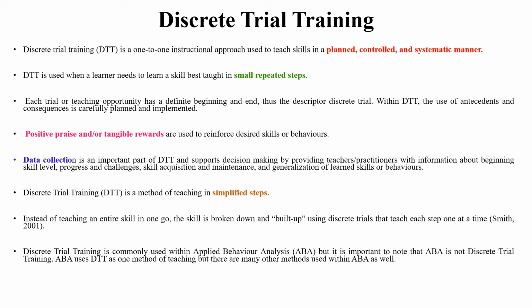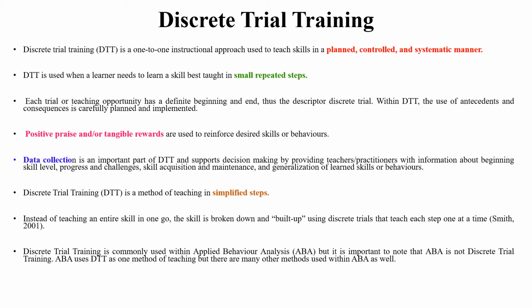So here DTT is a one-to-one instructional approach which is used to teach skills in a planned, controlled and systematic manner. DTT is used to teach desired behavior to an individual in small repeated steps which are previously planned, in a controlled environment and a systematic manner. So here each trial which we use in DTT will have a proper beginning and end.